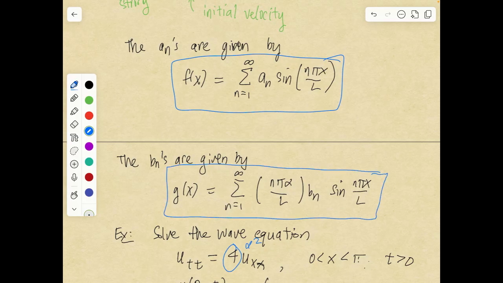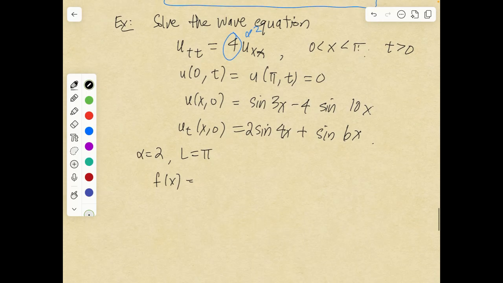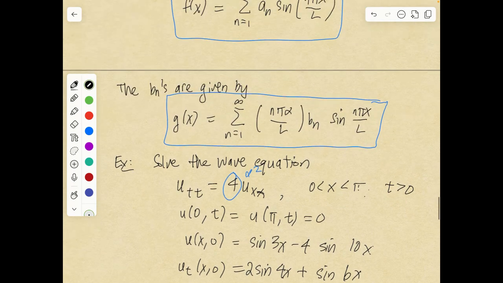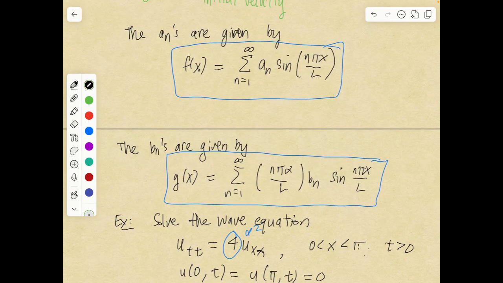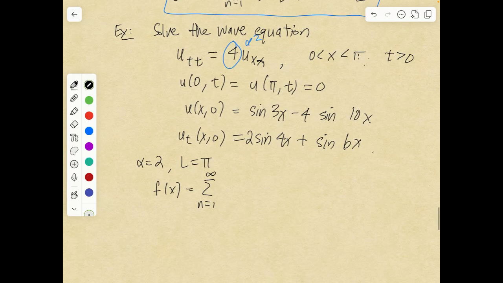So now we plug in, well, actually, we already sort of did plug in these conditions, right? Because these conditions, u of x 0 equals f of x and u sub t x 0 equals g of x, told us these equations for f of x and g of x in terms of the bn's and an's. So we can use this to figure out what the an's and bn's are.